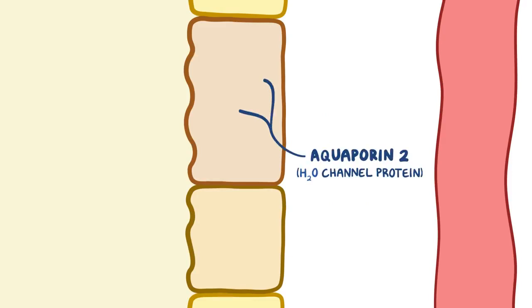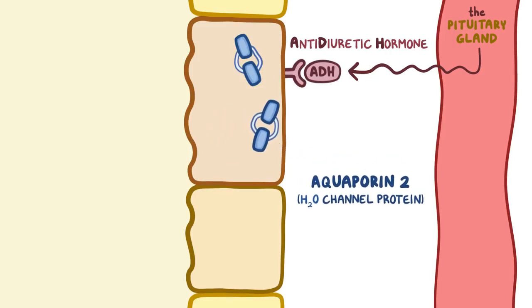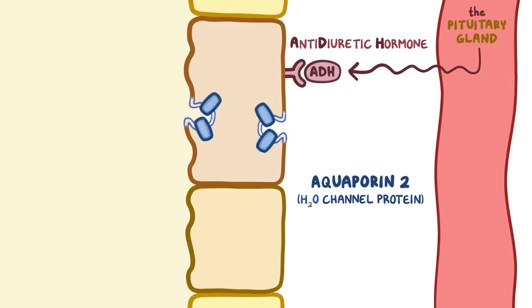Finally, inside the principal cells are water channel proteins called aquaporin II, which usually sit in vesicles inside the cells of the distal convoluted tubule and collecting ducts. When the body wants to retain water, the pituitary gland secretes antidiuretic hormone, or ADH. Antidiuretic hormone binds to the principal cells via a protein receptor, and it triggers the vesicles that have the aquaporin II to bind to the basolateral surface and the apical membranes.